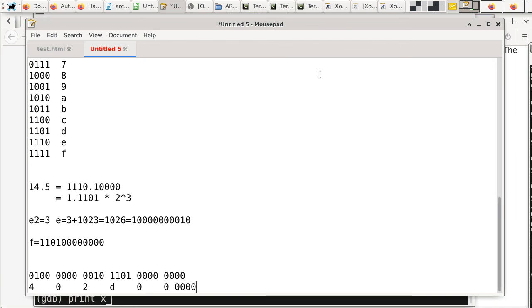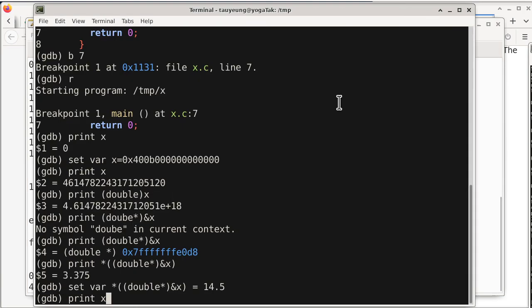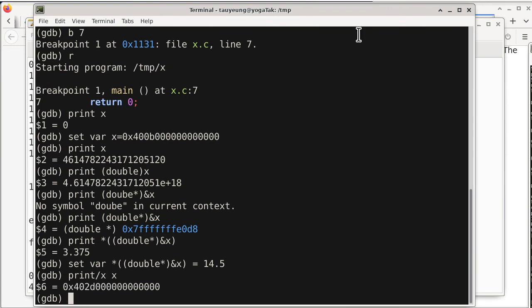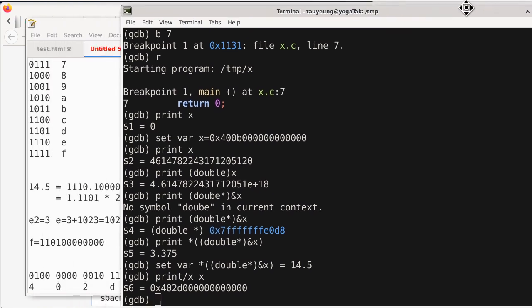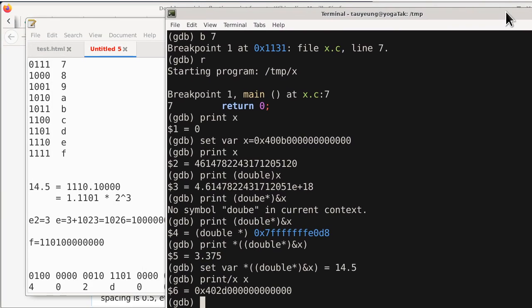But we're going to do it this way. So when I say print slash x, we see this number here. Do you think that matches what we should be seeing? So 402D, followed by a bunch of zeros. So it does work.